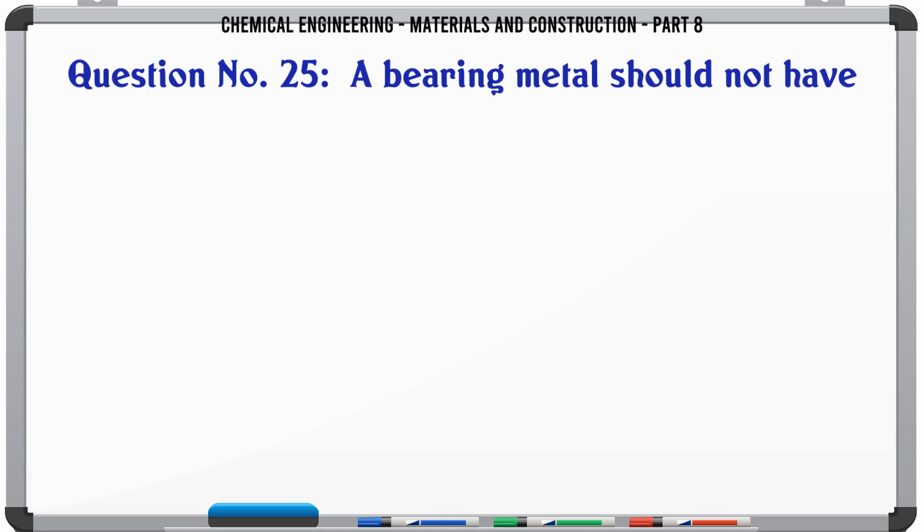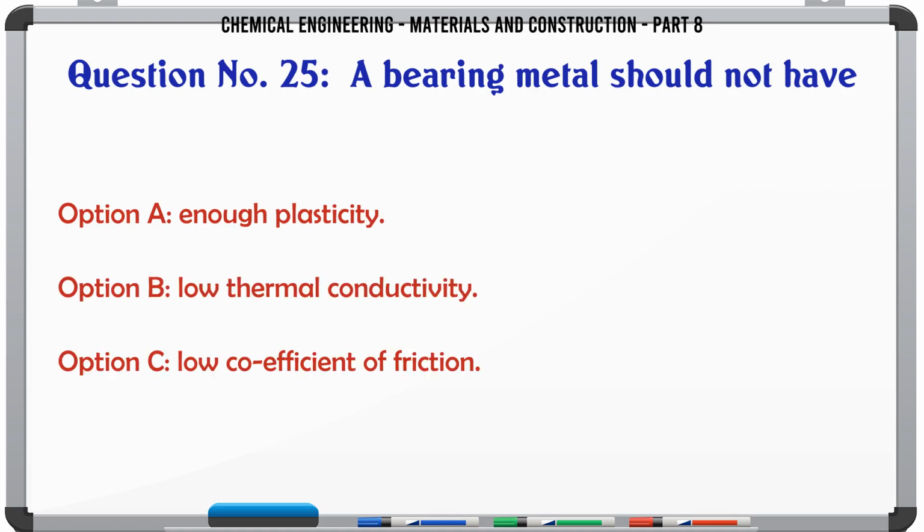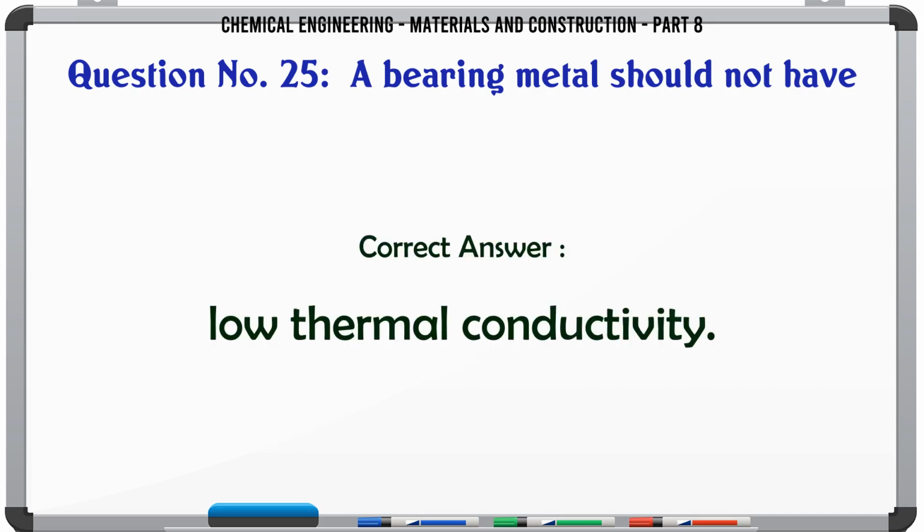A bearing metal should not have: A. Enough plasticity. B. Low thermal conductivity. C. Low coefficient of friction. D. High toughness. The correct answer is low thermal conductivity.